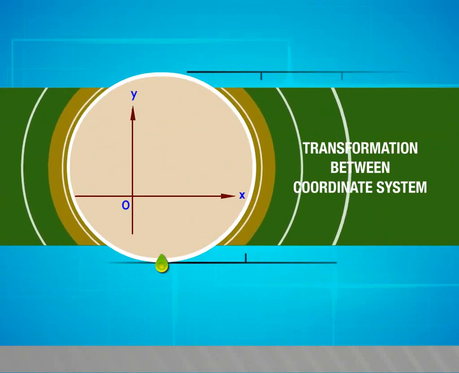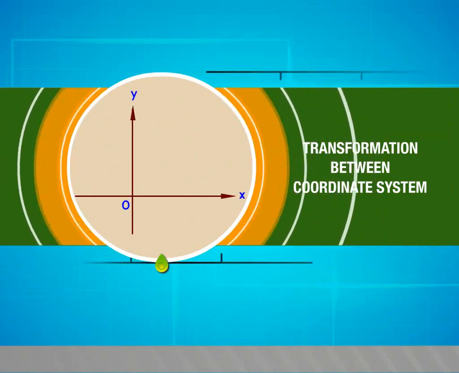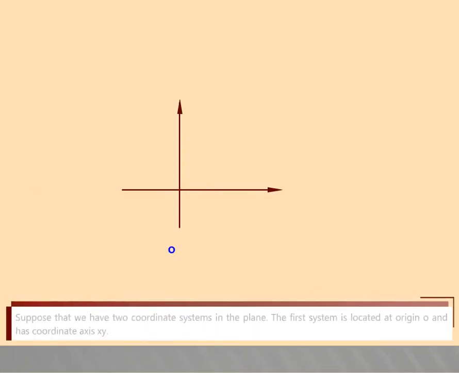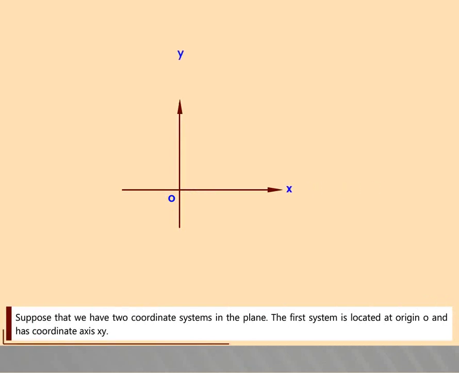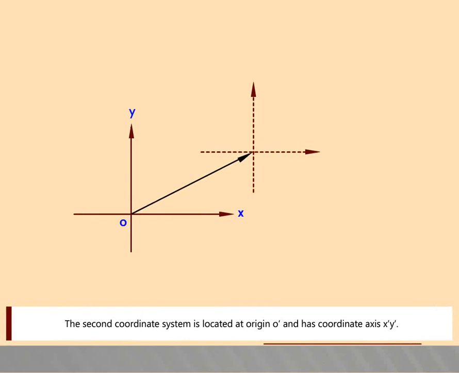Transformation between coordinate systems. In this video, we are going to see about transformation between coordinate systems. Suppose that we have 2 coordinate systems in the plane. The first system is located at origin O and has coordinate axes x, y. The second coordinate system is located at origin O dash and has coordinate axes x dash, y dash.